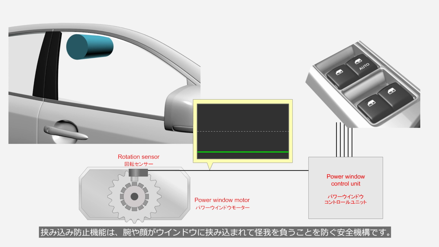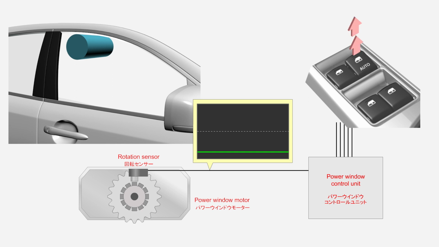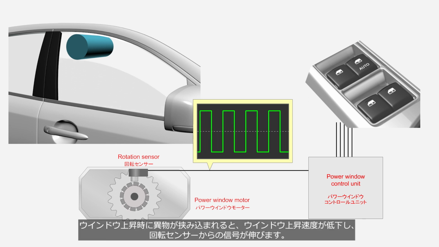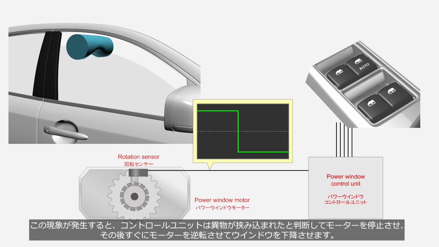The anti-pinch function is a safety mechanism designed to prevent injuries caused by arms or faces getting caught in the window. When an object is caught during window ascent, the window's ascent speed decreases, and the signal from the rotation sensor is extended. When this phenomenon occurs, the control unit identifies it as an obstruction, stops the motor, and promptly reverses the motor to lower the window.